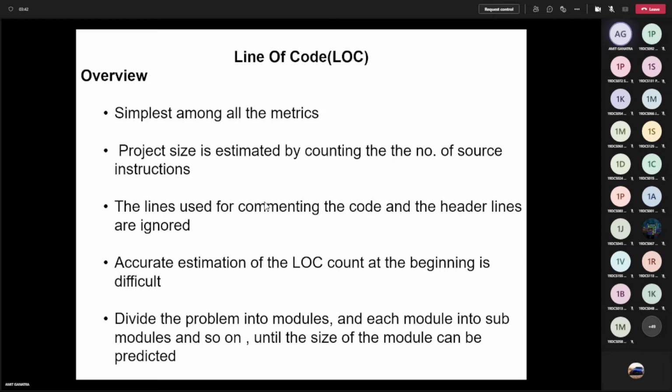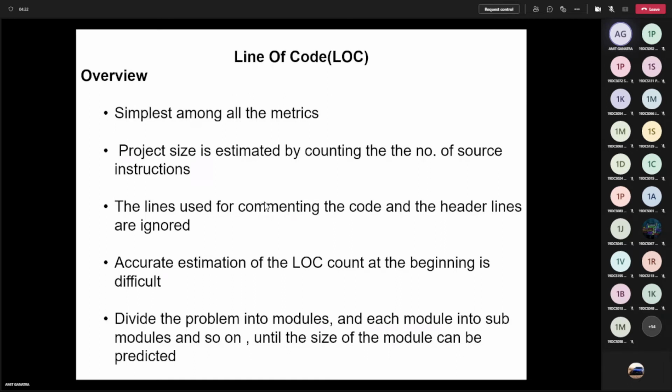So something is better than nothing, and by following this concept, this is a very simple metric among all the metrics, and it has little use, but still people are using it, right? So let us start with the first metric, line of code. It is the simplest among all the metrics, and here we have to estimate the overall project size by counting the number of source instructions, right? Even if the word is line of code, we have to count the number of instructions, because in a single line in C language you can write like 3 instructions, then it is 3 LOC.